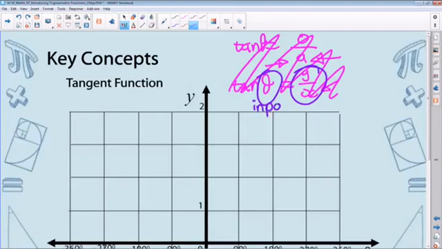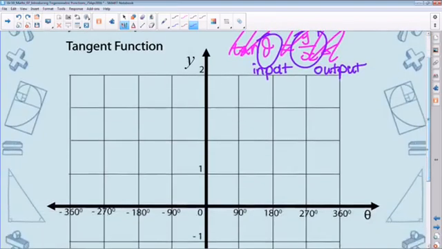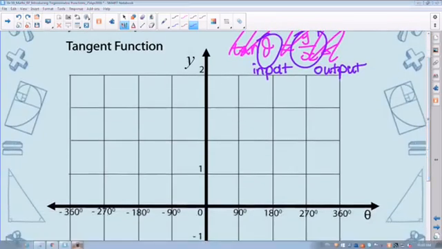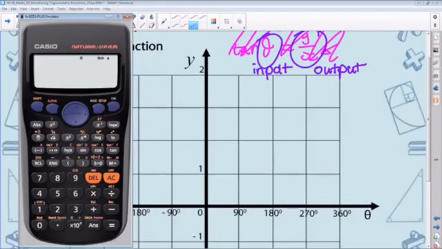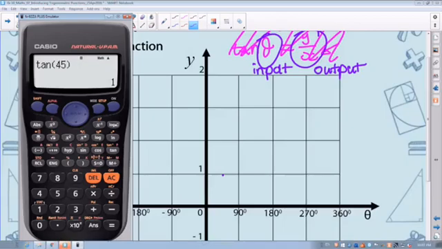Oh, I'm making it nice and untidy. And the ratio is the output. So, let's go back to our calculator, and I will show you what I mean. Now, because I am clever at this, I know that tan of 45 degrees is going to equal 1. Let's look at it. Yes, it does. So I'm going to plot that point over here.